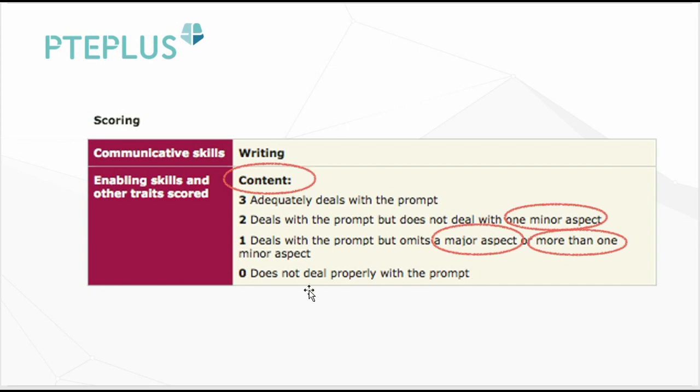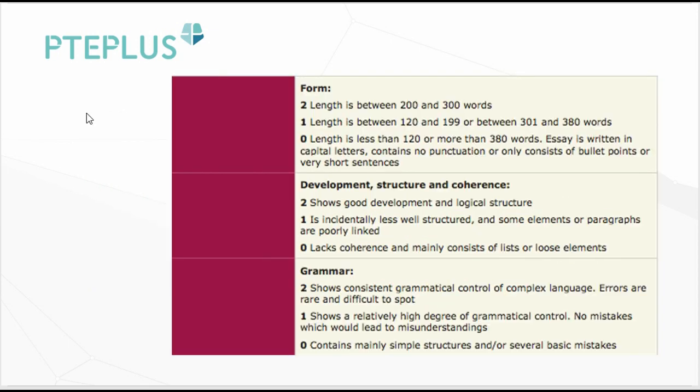So from analyzing this rubric, we know that it's important for us to break the question down into different aspects and then attempt to deal with each aspect of the question. But what are the other 6 marks about? Let's have a look. 2 marks are allocated to form.